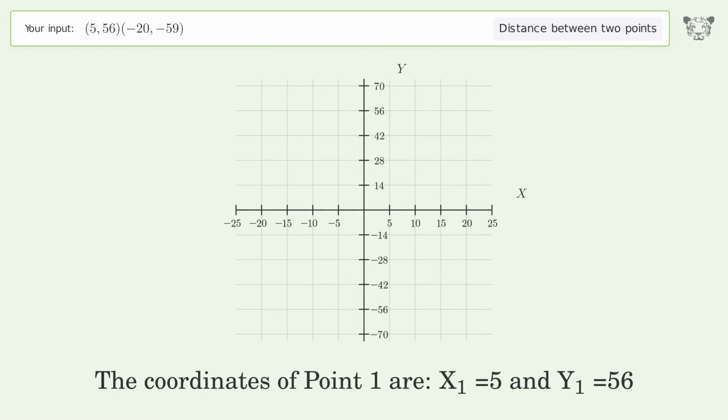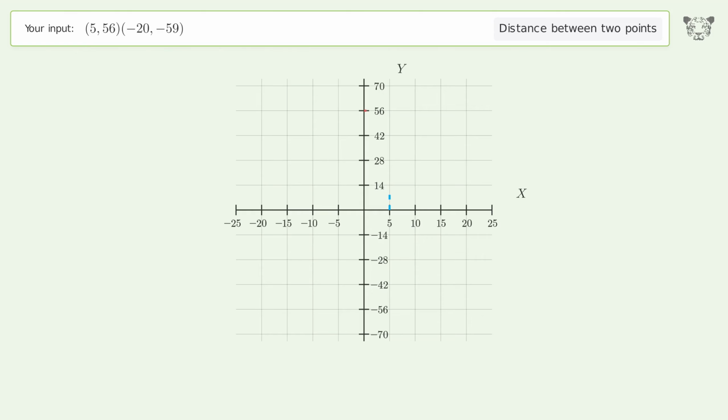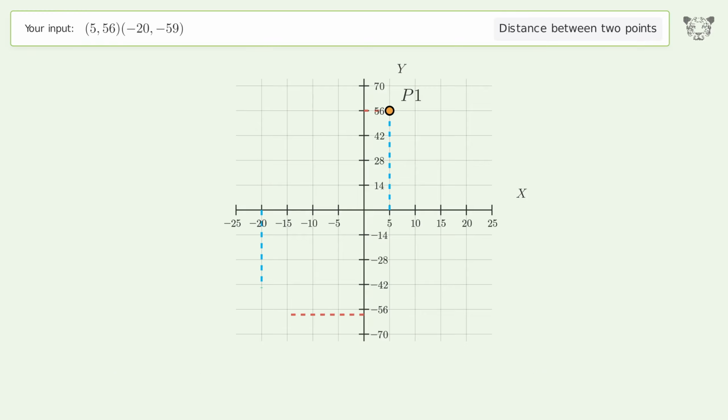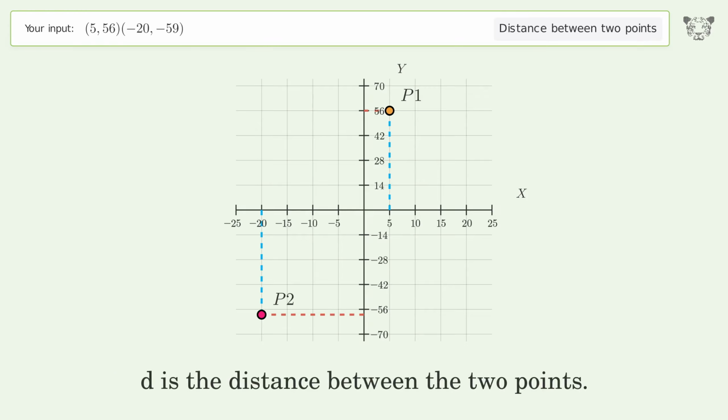The coordinates of point 1 are x1 equals 5 and y1 equals 56. The coordinates of point 2 are x2 equals -20 and y2 equals -59. D is the distance between the 2 points.